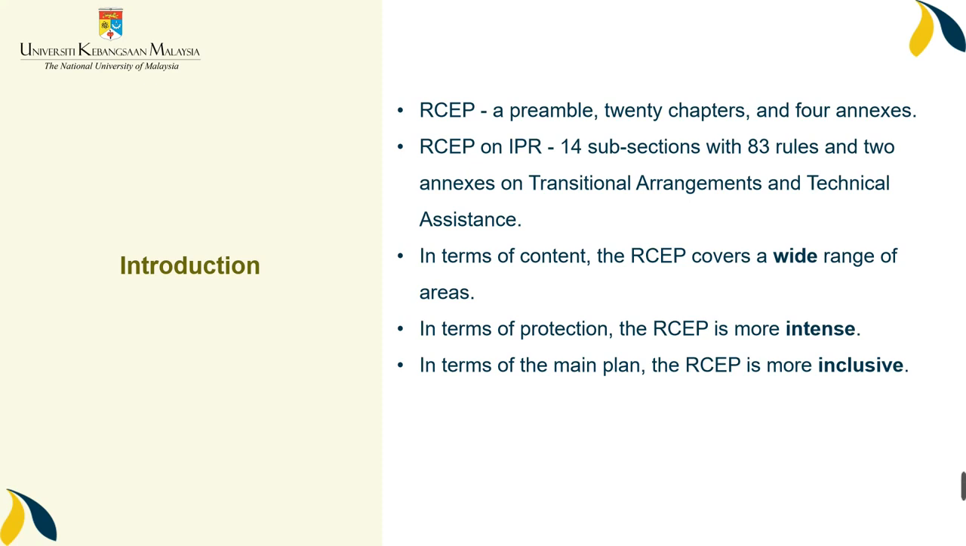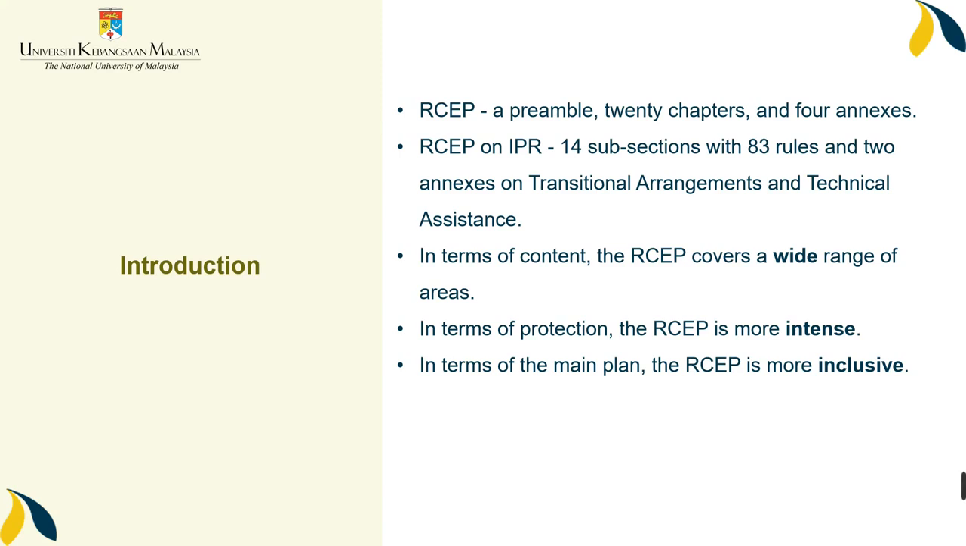In the case of the RCEP on intellectual property rights, it contains 14 subsections with 83 rules and 2 annexes on transitional arrangement and technical assistance. In terms of content, the RCEP covers a wide range of areas. This chapter is the longest and most comprehensive provision applicable to any FTA signed by China to date.